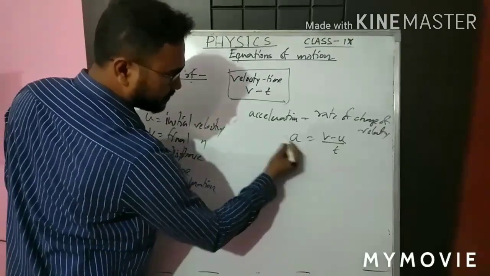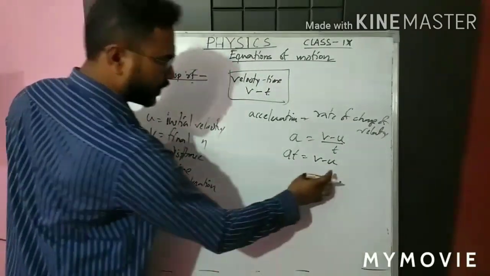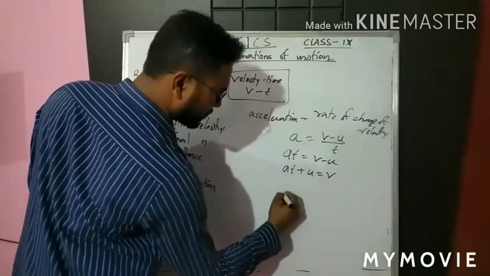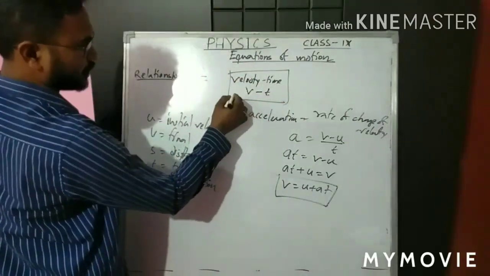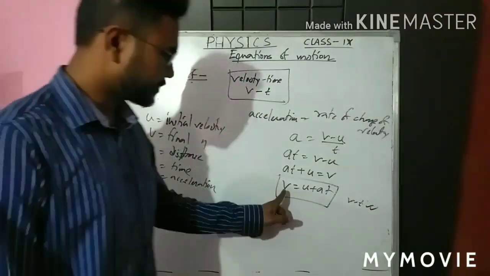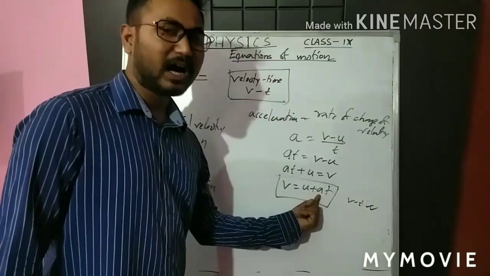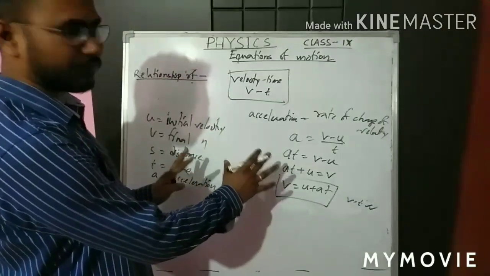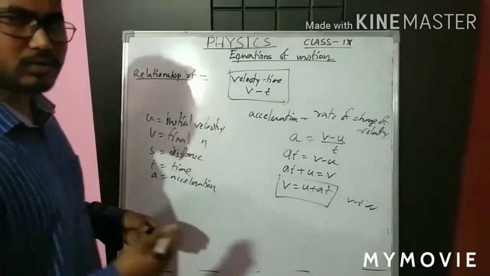If you do the cross multiplication here, you will get at equals v minus u, right? Now if you take u to the other side, you get v equals u plus at. That is the first relationship we are getting, the v-t relationship, velocity time relationship, where the relationship is between v versus t, where u and a are fixed or constant. Clear? Okay. So the first relationship, the velocity time relationship, is v equals u plus at. Now let's proceed to the next relationship.